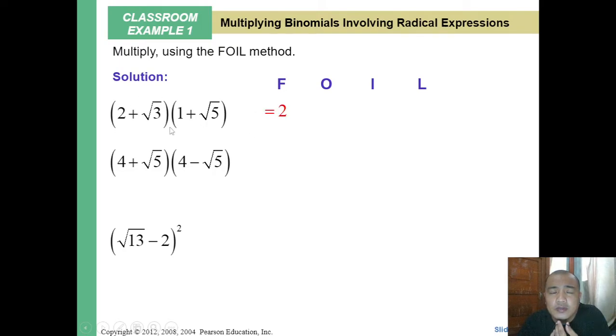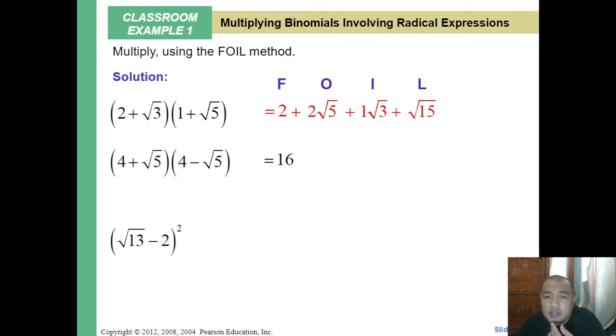2 times 1 is 2. Outside terms, 2 times square root of 5 is 2 square root of 5. Inner terms, square root of 3 times 1, plus, and last terms, square root of 3 times square root of 5 is square root of 15. That's the final answer. Or we can simply erase 1 here, because 1 square root of 3 means square root of 3.